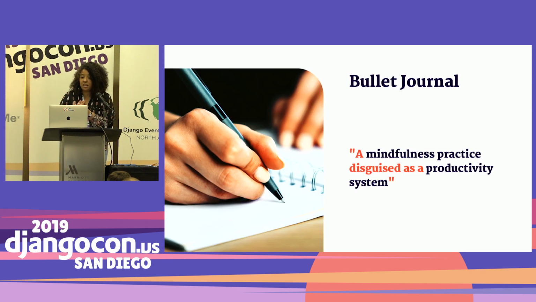Bullet journal is a methodology created by writer Ryder Carroll. I'm not sure if I'm pronouncing it correctly, but it is described as a mindfulness practice disguised as a productivity system. And the basic goal is to help you organize what you need to do while remaining mindful of why you need to do that.